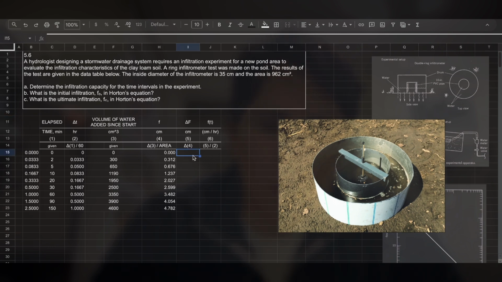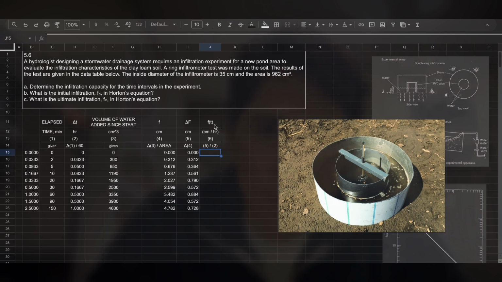Now let's compute the difference between each timestamp. This is gonna be 0 again, and this right here is gonna be equal to this minus the previous value. Then we drag that down, and now we have how much water we lost per each time interval. We lost it due to infiltration, right? That's how much water infiltrated.